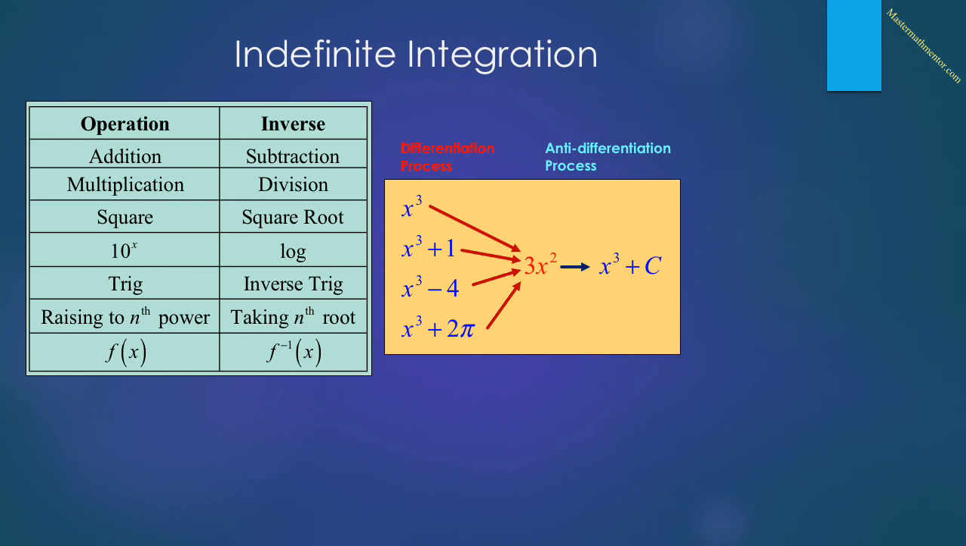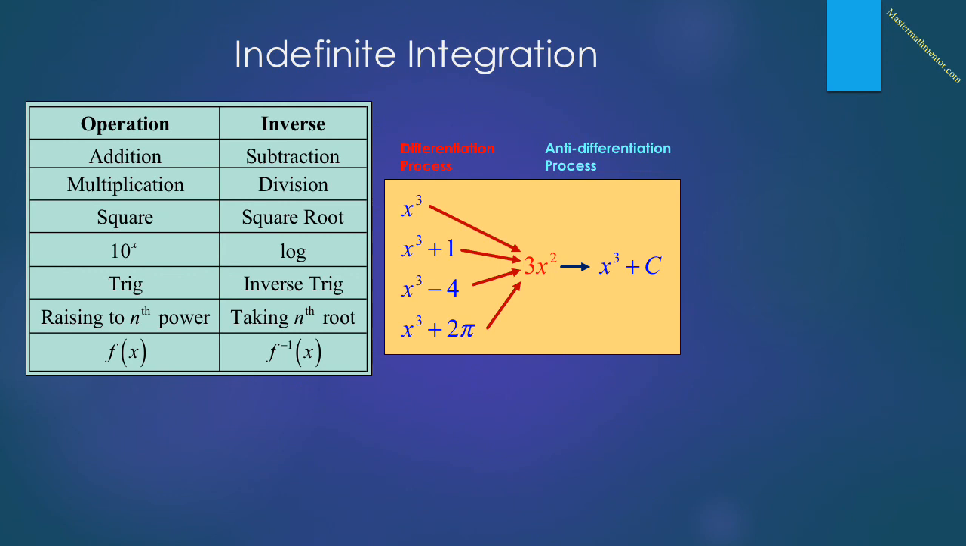So if we take y equals x cubed and take the derivative, we get 3x squared. If we take the derivative of x cubed plus 1, we get 3x squared. If we take the derivative of x cubed minus 4, we get 3x squared. If we take the derivative of x cubed plus 2 pi, we get 3x squared. So when we take the antiderivative, we should go back to the original expression.